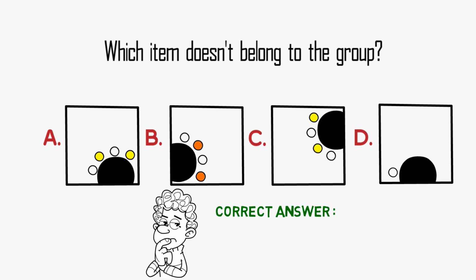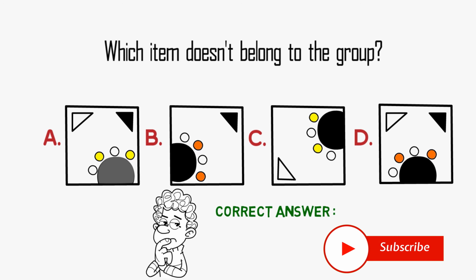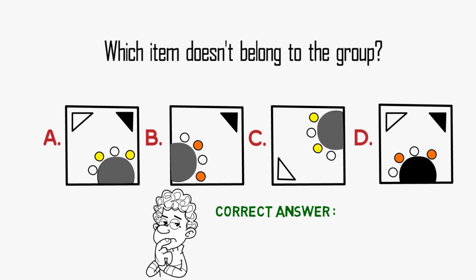We also have triangles. Some squares have 2 triangles, and some squares only have 1. But there is no pattern here. The pattern is actually defined by the half circle. And as you can see, all half circles are attached to the corners of the square.